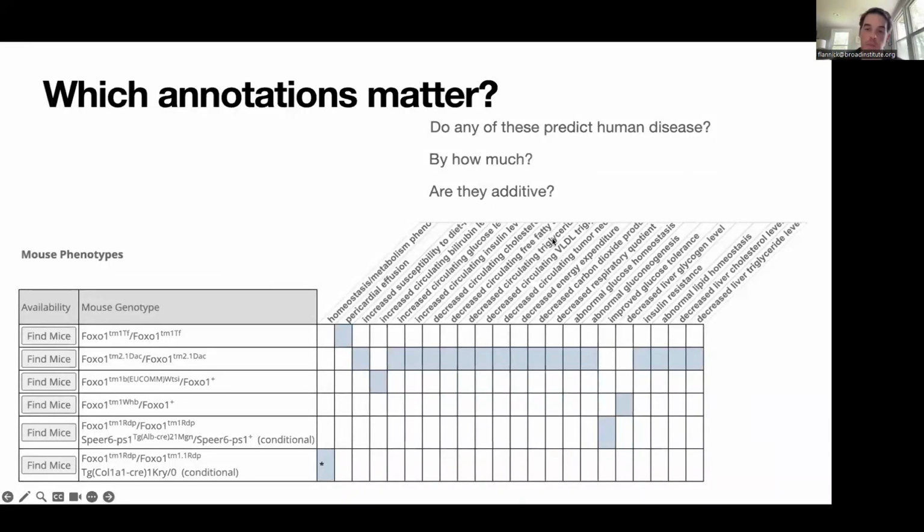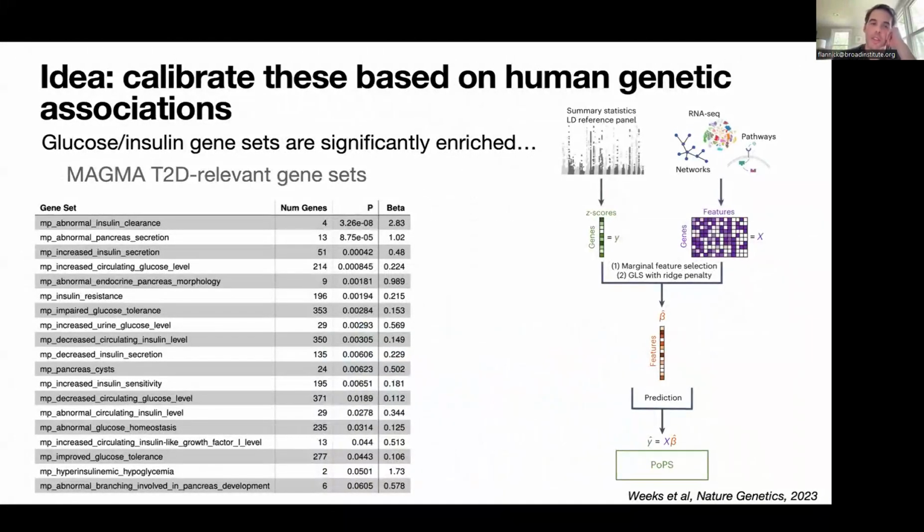So maybe decreased energy expenditure and improved glucose tolerance both matter, but maybe one matters more than the other. And then more complicated yet is what happens when you observe multiple? Like if I observe both normal glucose homeostasis and normal gluconeogenesis, does that count twice, or is it kind of like the same phenotype that I'm measuring? So all of those are kind of the challenges in converting this huge amount of data into support for a gene.